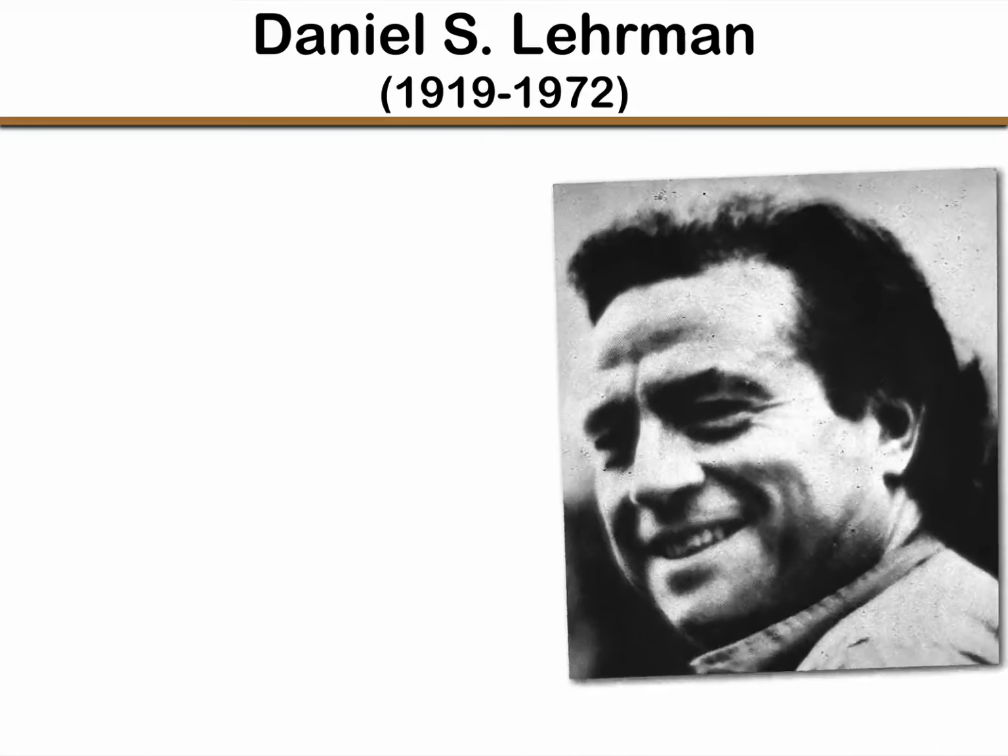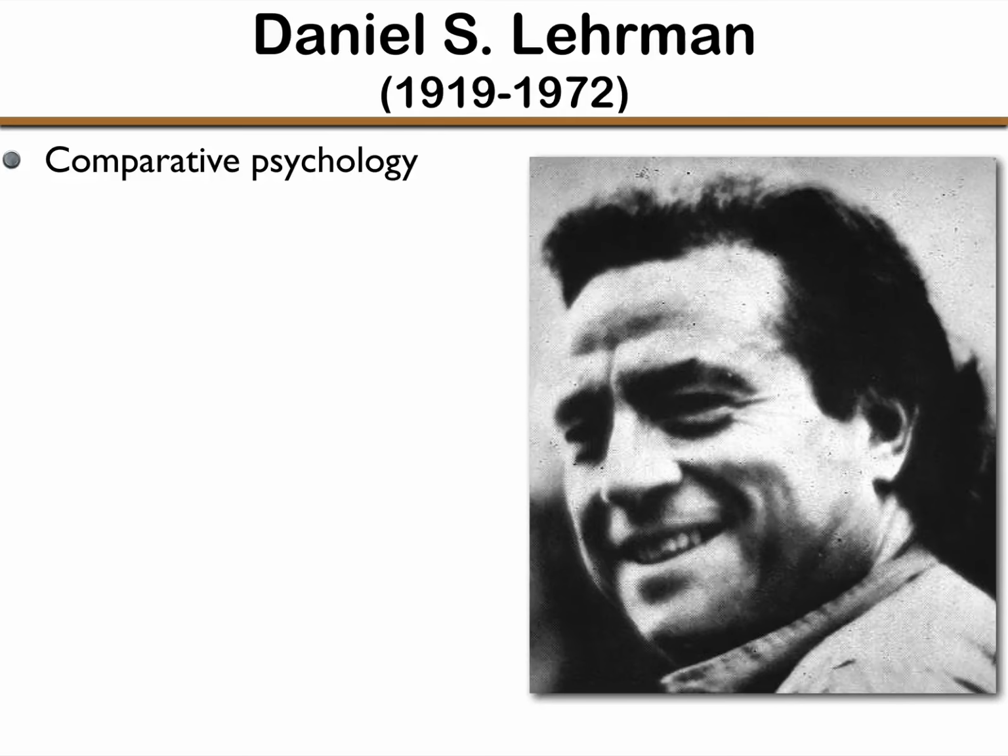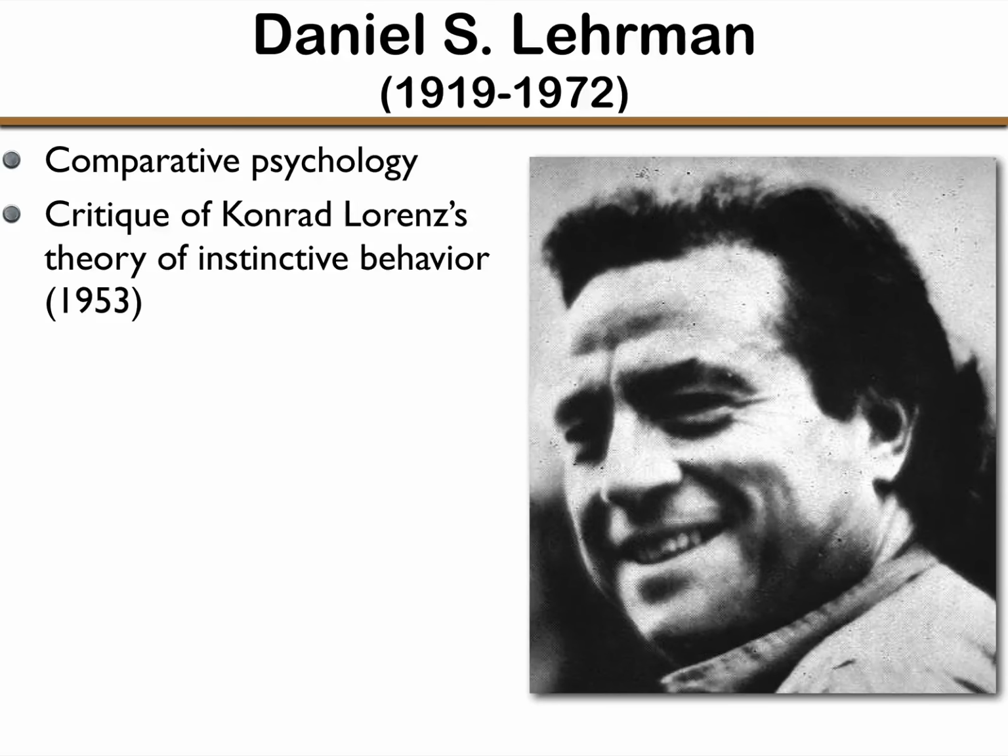T.C. Schneirla had a student, Daniel S. Lehrman, who was a leading figure in comparative psychology, following right in the footsteps of T.C. Schneirla. He wrote a very famous critique of Konrad Lorenz's theory of instinctive behavior that was published not in a psychology journal, but in a prestigious biology journal, the Quarterly Review of Biology. And he did this while he was a graduate student. Very, very unusual for somebody to do that, especially with a journal that prominent and with as important a paper as this turned out to be.